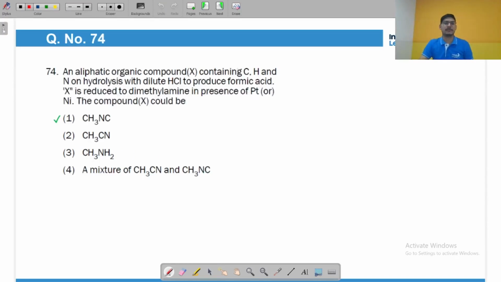An aliphatic organic compound containing carbon, hydrogen, nitrogen, on hydrolysis with dilute HCl produces formic acid. Then remember, isocyanides on hydrolysis produce formic acid, right? And the primary amine. So the correct answer is this. And it is reduced to dimethylamine. Of course, when CH3NC is reduced in presence of platinum and hydrogen, it will be reduced to CH3NHCH3. Okay?